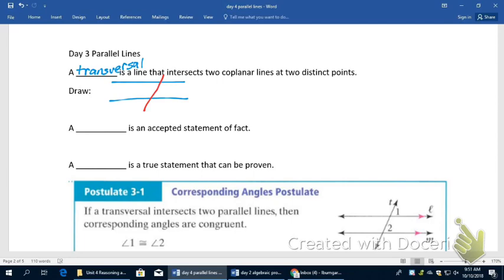Next, a postulate is an accepted statement of fact. So there's no proving postulates, it's just a true statement that we assume is true. That is different than a theorem, which is also a true statement, but one that can be proven. If you're in class, you're going to actually see me doing the proofs for theorems. For the video, though, I'm just going to be getting to the crux of the problems.